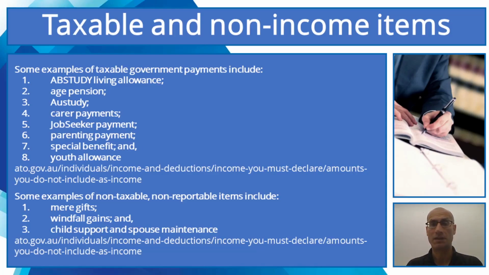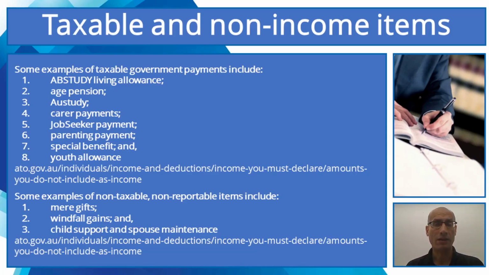But some examples here of these taxable government payments are the AB study, the age pension, OSS study for students, carer payments, job seeker payments for the unemployed, parenting payments, youth allowance, and other forms of special ad hoc benefits.